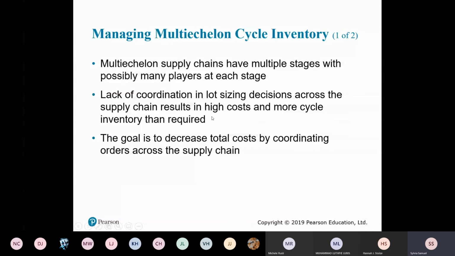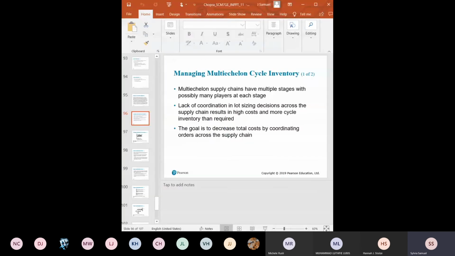And then this one, multi-echelon cycle inventory. Basically, we must have very good management coordination. Last week, if you already watched Miss Hannah's video, it talks about coordination. So we must have very good coordination. Okay, now we stop sharing.